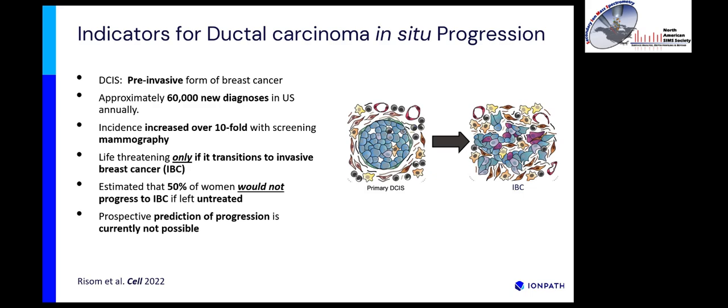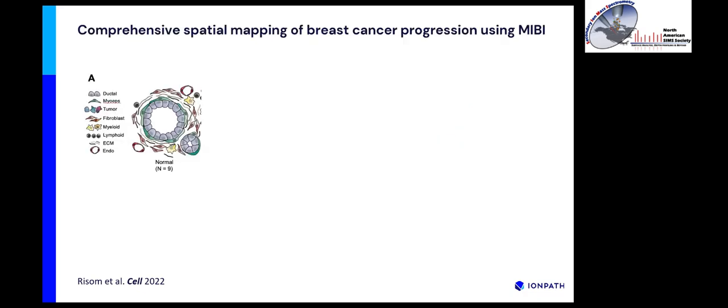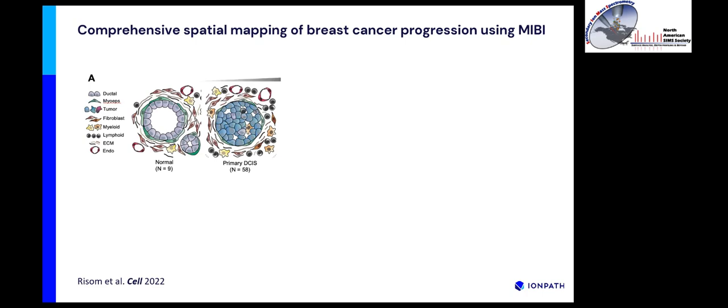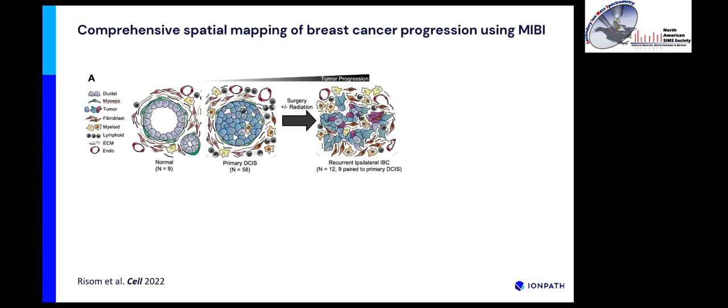And so this study aimed to understand whether we can figure out any spatial structures or spatial information that would let us know whether DCIS would go into the invasive form of breast cancer. Here we're doing a comprehensive spatial mapping of breast cancer progression using MIBI. This is an example of what a normal sample should look like, what primary DCIS would look like, and then what it looks like if it progressed into invasive breast cancer.